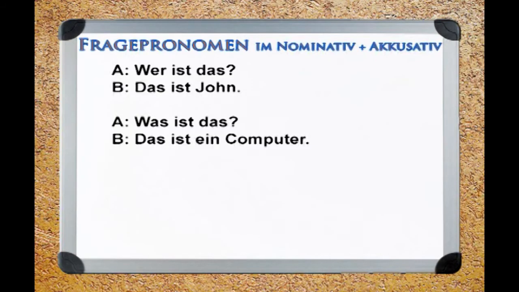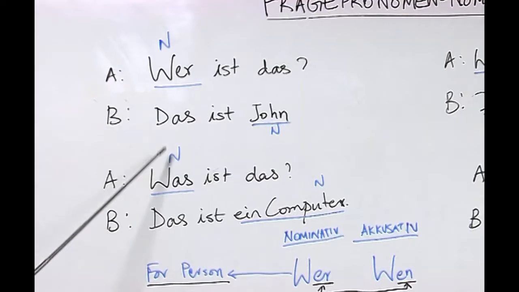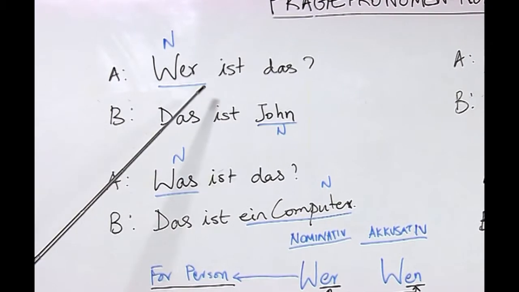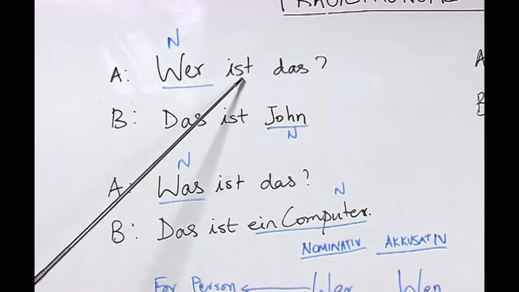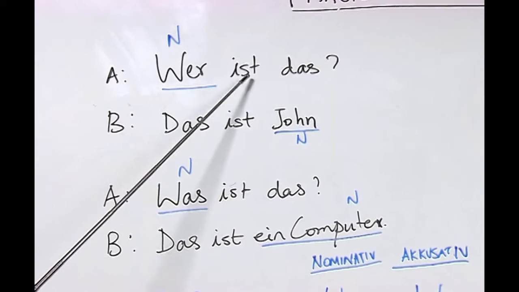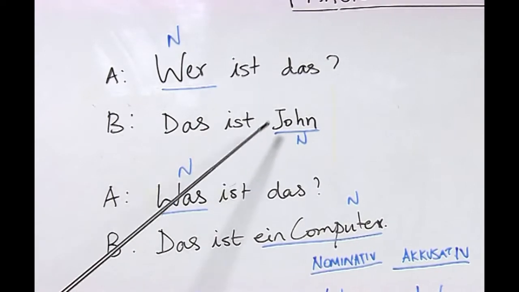Wer ist das? Das ist John. Was ist das? Das ist ein Computer. As you know, these are W questions because they start with W, and you also know the position of the verb in the W question is always second, as you can see here.